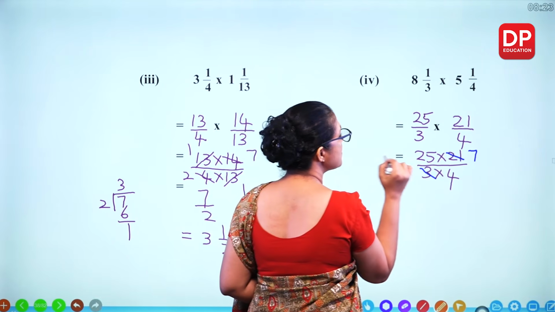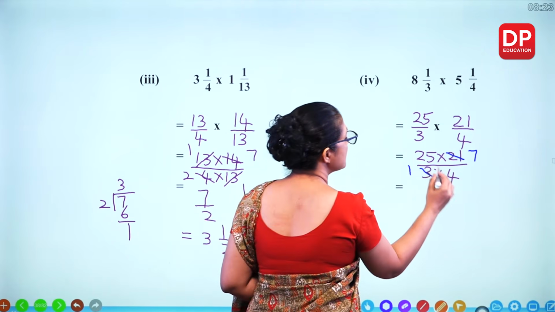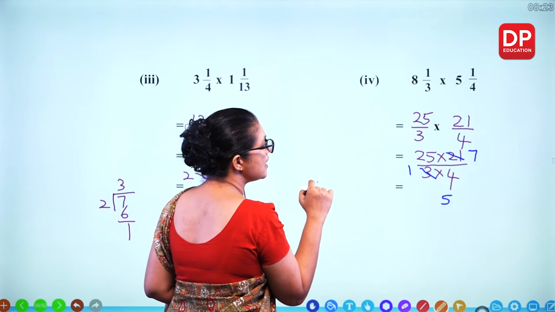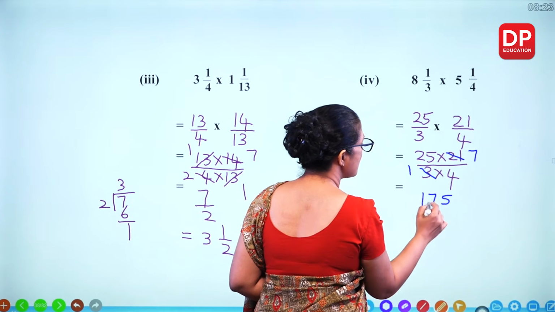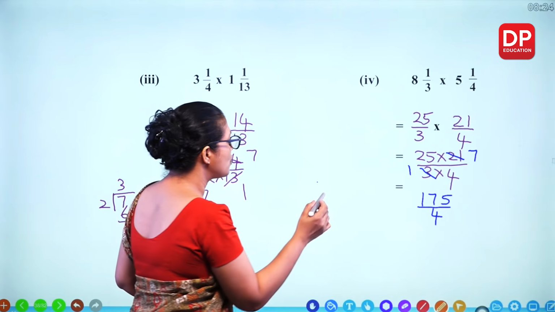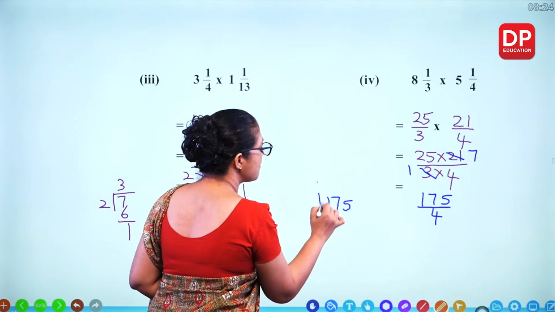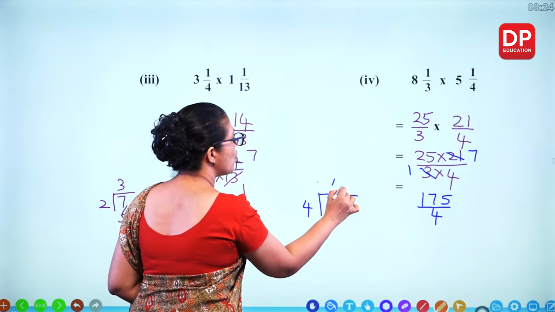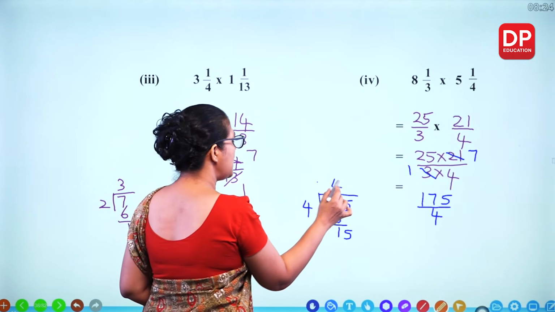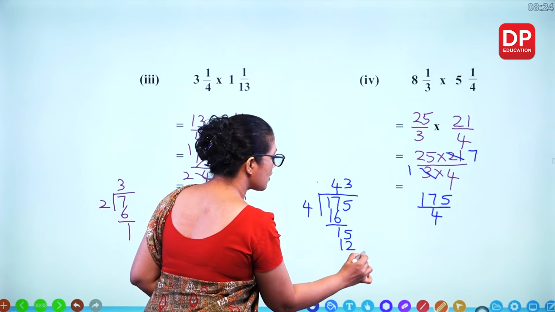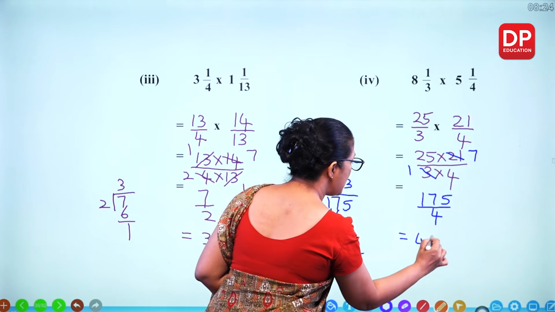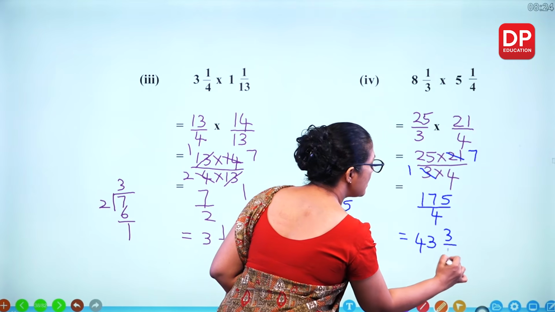So 25 times 7. 7 times 5, 35. 3 remaining. 7 times 25, 175. Divide by 4. This is an improper fraction. Convert to a mixed number. 175 divided by 4. 4 times 4, 16. 1 remaining. So for 15, that's 3. 12, you get 3 remaining. So how can you write this one? 43 and 3/4.